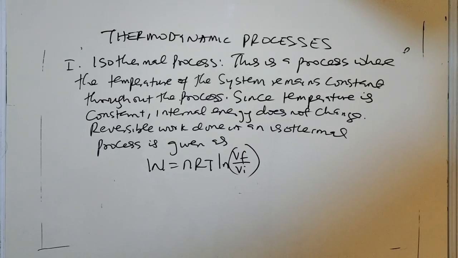So, the work done in an isothermal process. When you have an isothermal process, the work done on the system is given by the formula W equal to nRT, where n is the number of moles of the gas, R is the gas constant, T is the temperature in Kelvin, then ln is the natural log of Vf over Vi, final volume of the gas over initial volume of the gas. So let's take a question here.